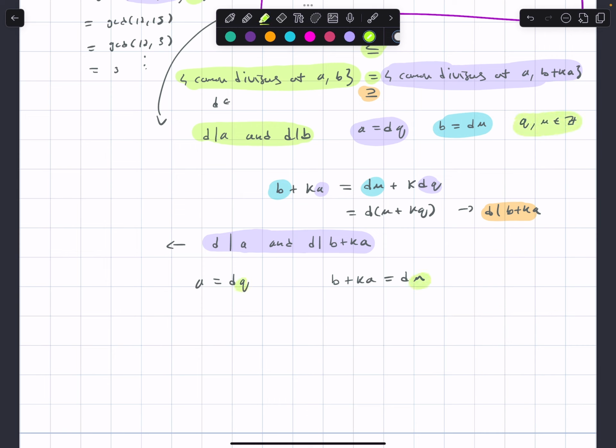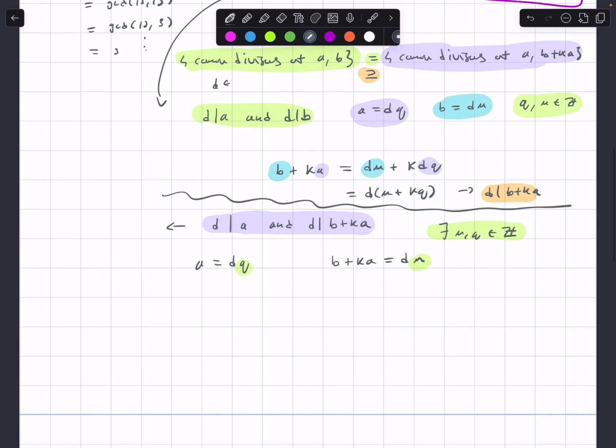And I'm sort of abusing notation here. I'm just not picking new letters. This does not have to be the same q and m as in here. This is for some. We would say there exist m and q in the integers such that this happens. And these are sort of self-contained. These are separate. This is not the same q and m as in there.